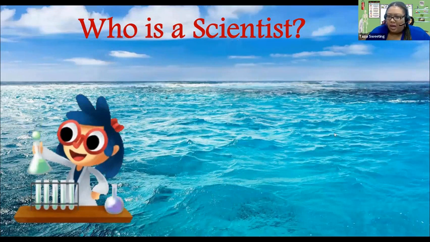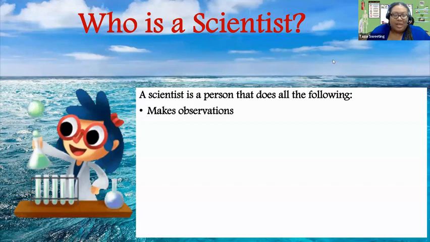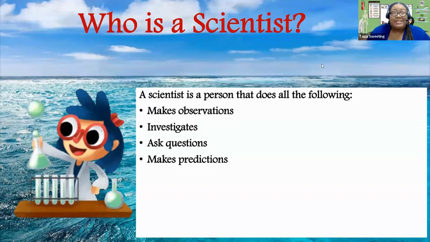We can actually bring it a little bit simpler and say that a scientist is a person that does all of the following, because a scientist is not limited to just one or two things. They are able to do all of the following. So they make observations. Scientists are the best of the best in making observations. That's what they do on a daily basis. They investigate, they ask questions, they make predictions.